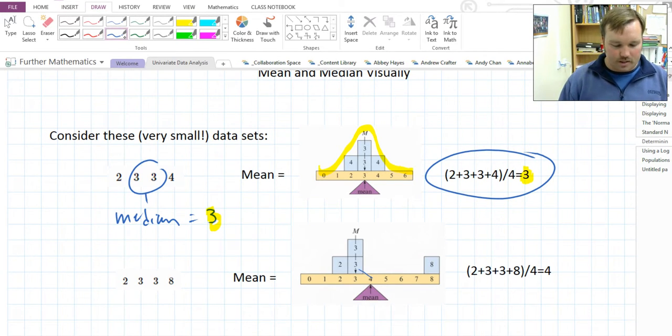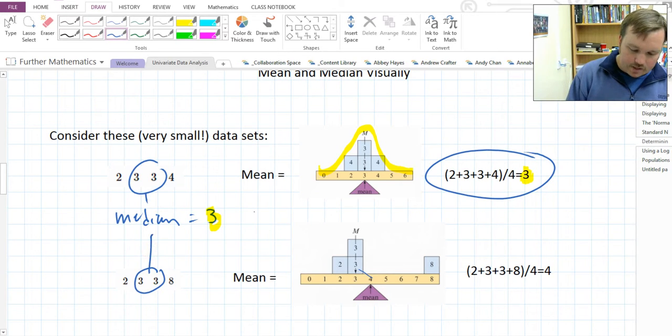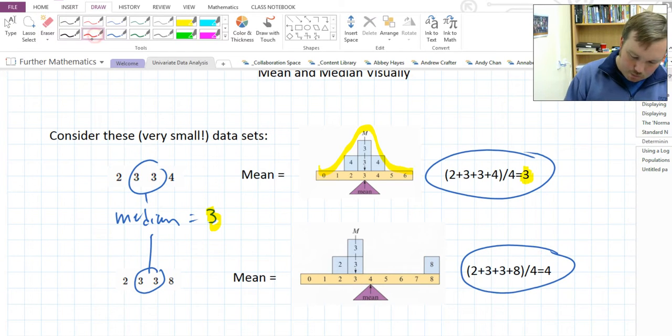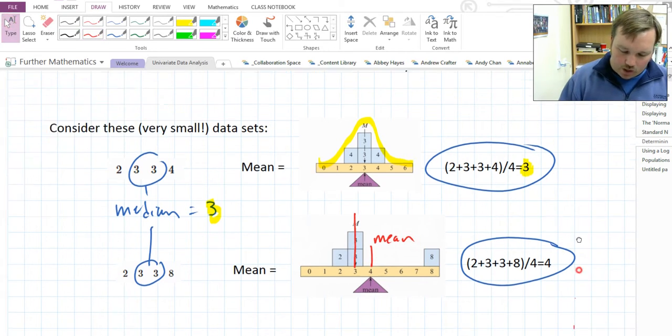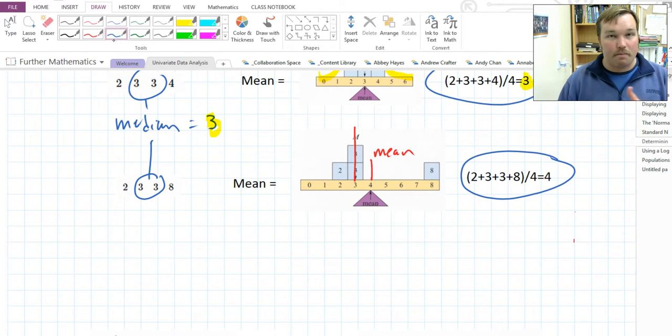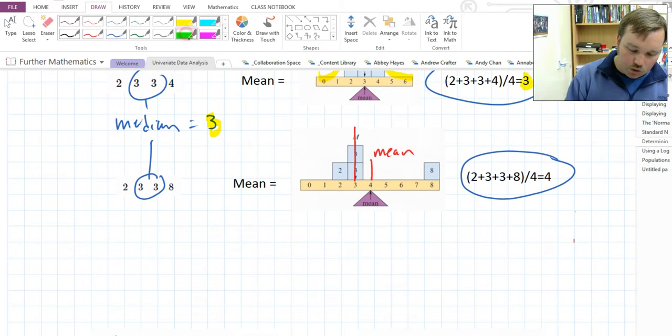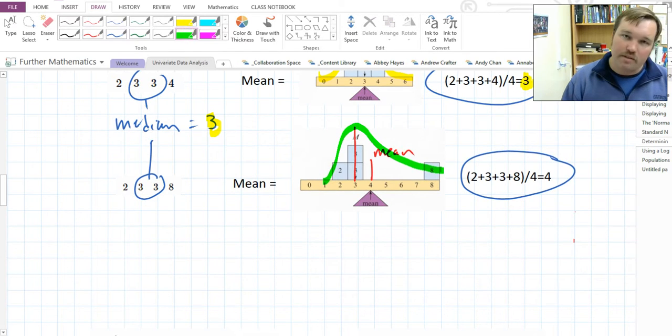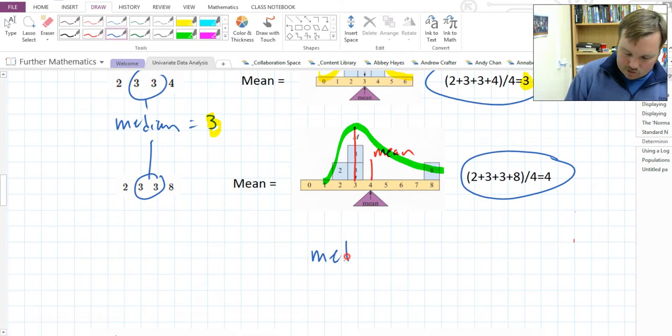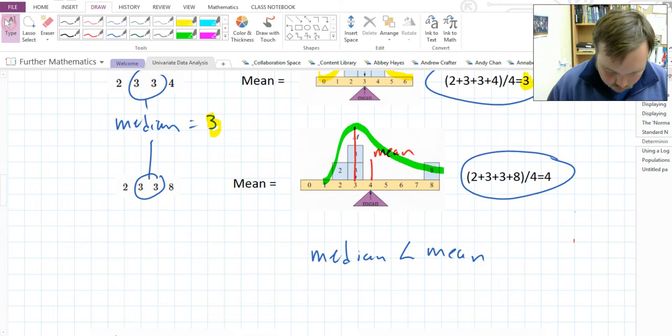And I know this is a very small data set. The median stays the same, it's still 3. However, in this case, the mean is 4. So what's happened is the median has stayed here, the mean is there. Meaning, for a data set that has a highly positive outlier, or you could almost think about it as positively skewed, for a positively skewed set, the median will be less than the mean. Alright?